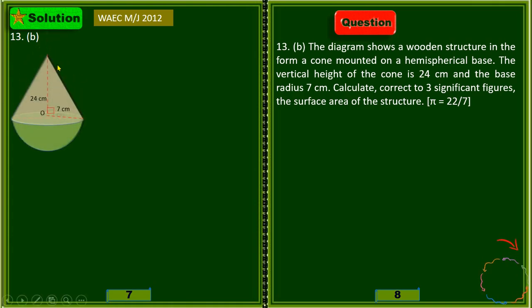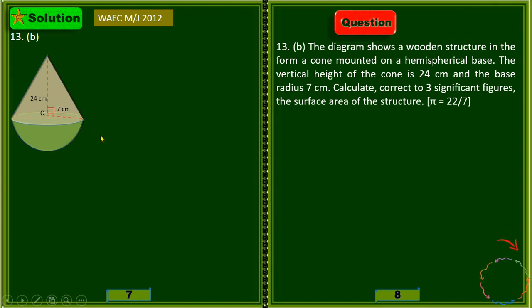Now let's sketch the diagram so that we can be able to solve the question. So that's the diagram. The cone is mounted on a hemispherical base. So this is a hemisphere and this is a cone. These two form together what we call this structure. So now the vertical height of the cone is 24 centimeters and the base radius is 7, and the radius of the hemisphere is also 7 because it has the same radius as the cone.